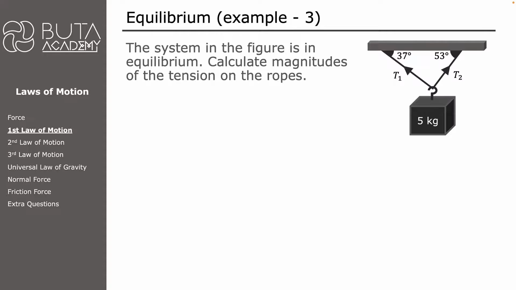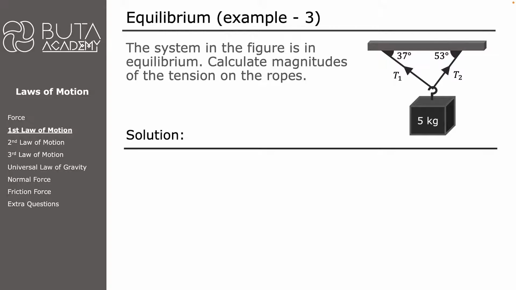The last example is the most complicated one. Again, we have a system in equilibrium, and we have to calculate the tension forces on each rope. One of the methods we can use is to calculate the components of each force and do required calculations. But there is a shorter method which can be used if we have 3 forces applied on one object and if the object is in equilibrium.